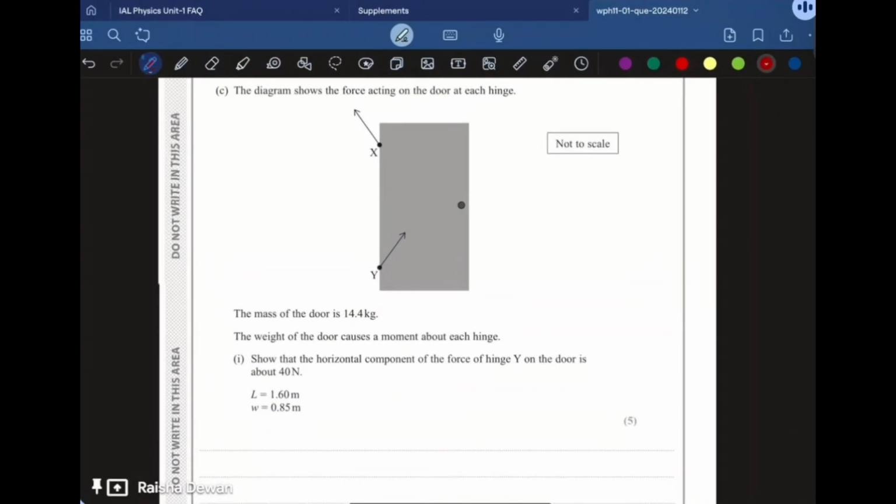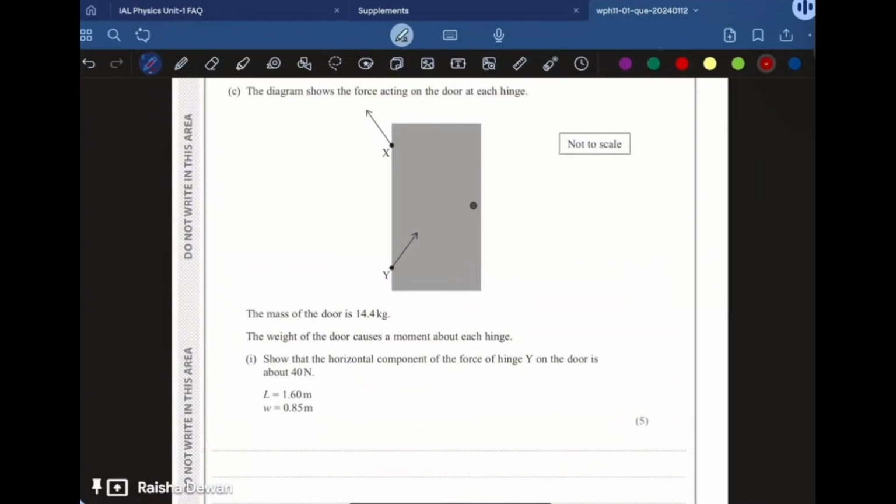Now let's see what the question says. The diagram shows the force acting on the door at each hinge. So X and Y are our hinges. The mass of the door is 14.4 kg, and we know the weight always acts from the center of gravity, and our center of gravity is right here. So this is where our weight will act from. So the mass of the door is given as 14.4 kg. The weight of the door causes a moment about each hinge. So as the weight is acting, it will create a moment about both hinges X and Y.